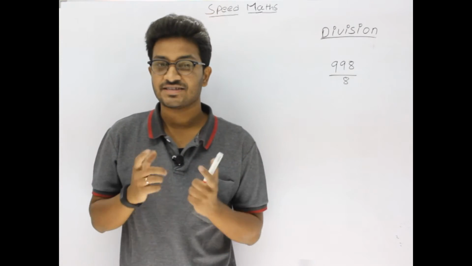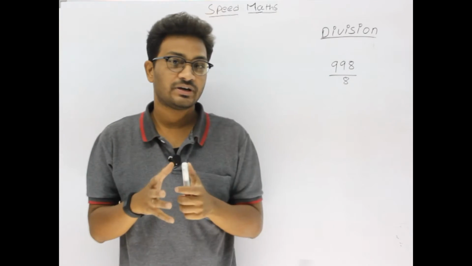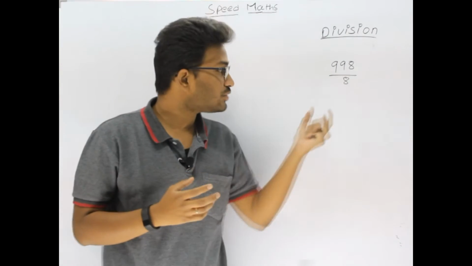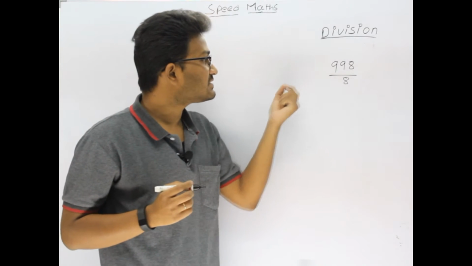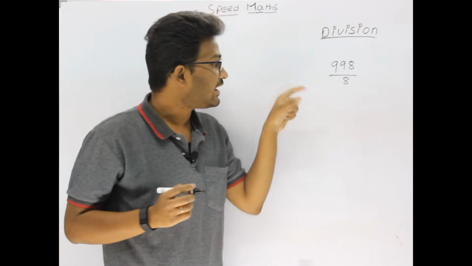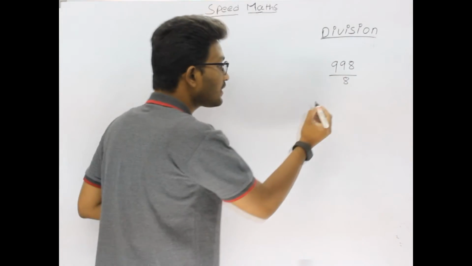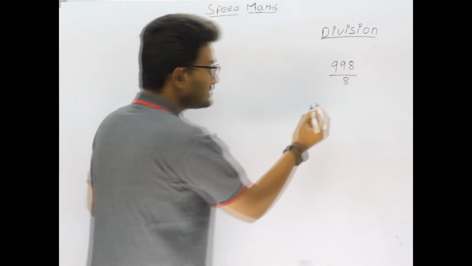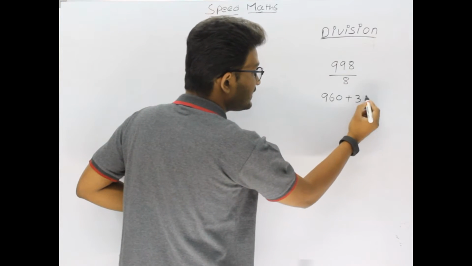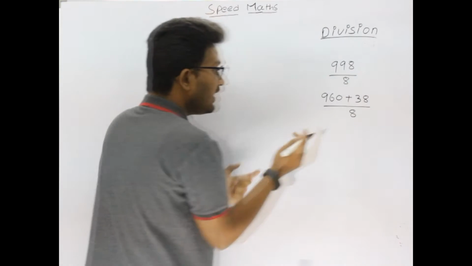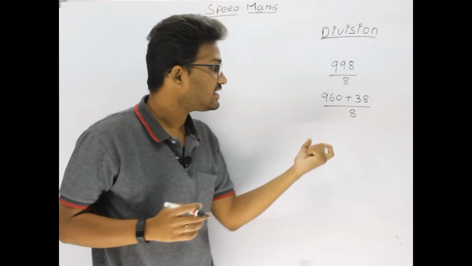Now we will divide numbers as a smart student. What a smart student does is he will try to split the numerator as a sum of multiples of 8 like this. Tell me the nearest multiple which is close to 998 and which is a multiple of 8. We can take it as 960. So this numerator can be split as 960 plus 38 by 8. And now this division is nothing but 960 by 8 plus 38 by 8.